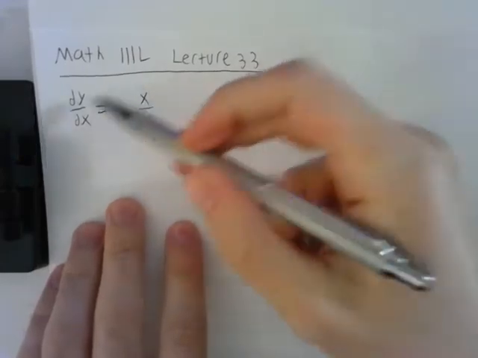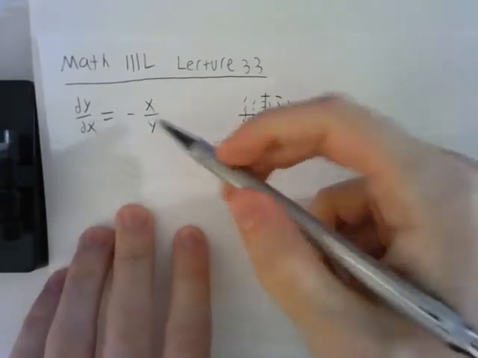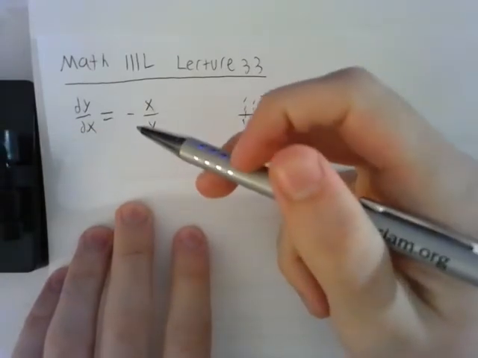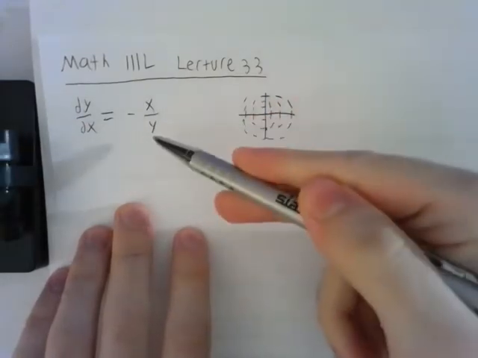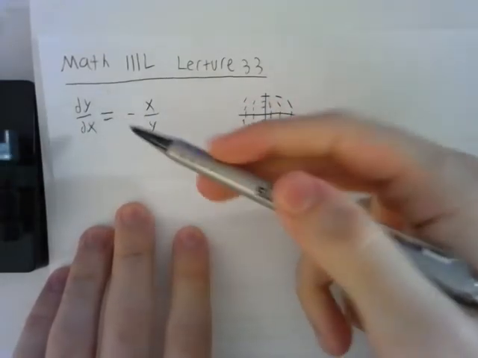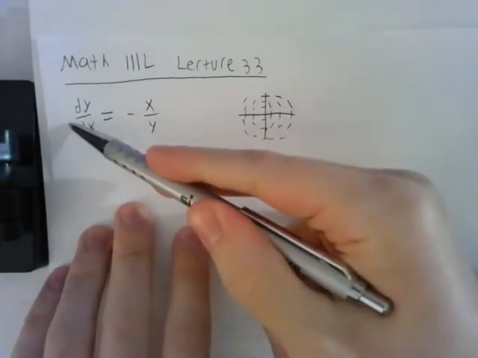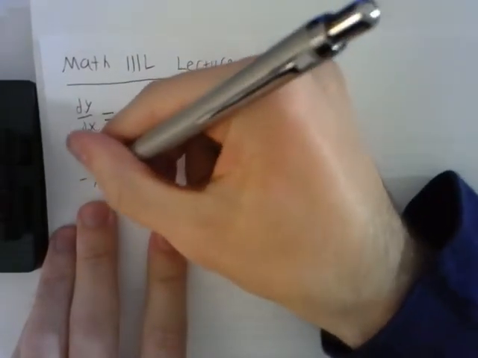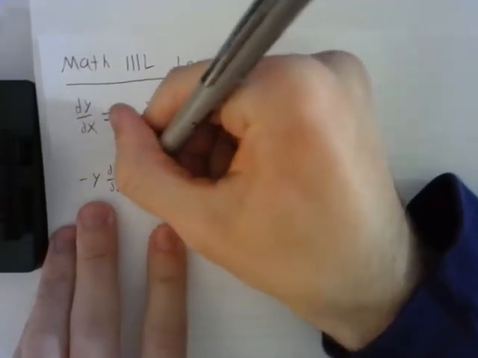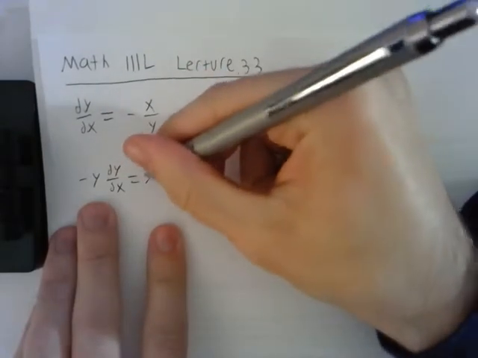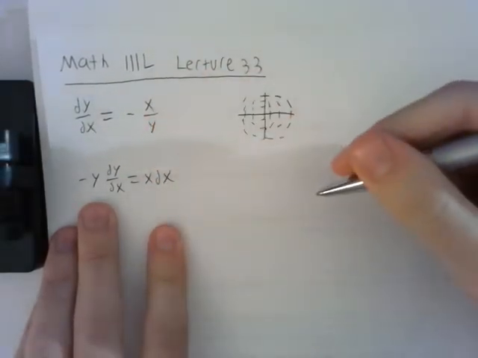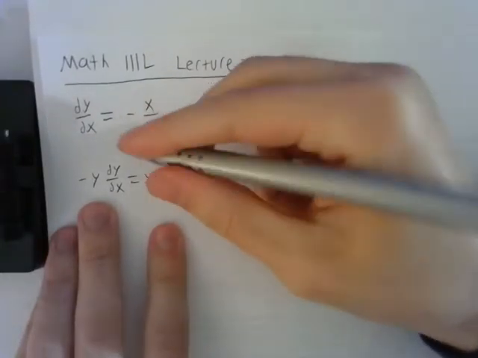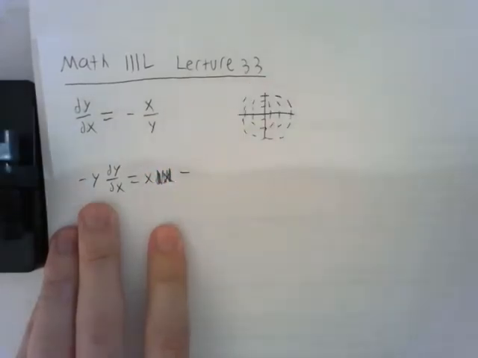Now let's take a look at this equation here. I'm going to do some operations on this equation, which are going to seem dubious at first, but it's going to turn out they can all be made valid. So the first thing I'm going to do is rearrange this equation so that all the y's are on the left-hand side of the equation, all the x's are on the right-hand side. So when I do that, I'll get negative y dy/dx equals x.